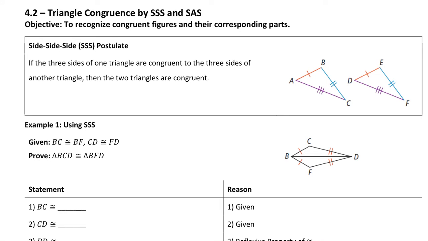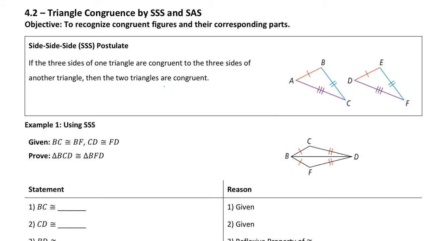Okay, so in our last lesson we talked about congruent figures, congruent triangles. In this lesson we're going to talk about some congruence shortcuts. Before, we needed to prove that all three angles and all three sides of two triangles were congruent in order for the triangles to be congruent. So today we're going to learn about a few different shortcuts to prove triangle congruence.